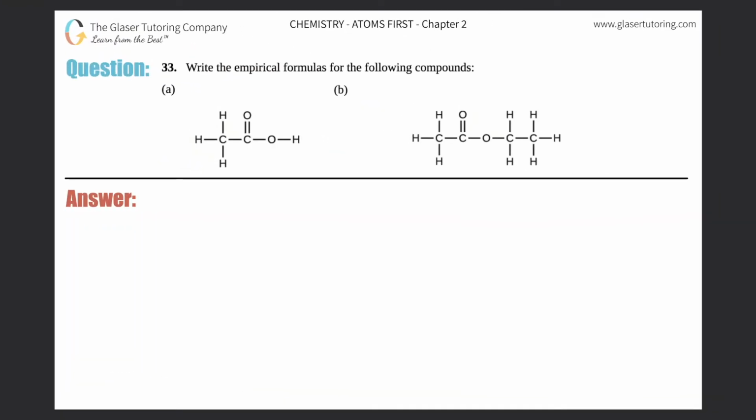Number 33, write the empirical formulas for the following compounds. Then we only got A and B here, which is a shocker. Usually we have like A through G. So I'm just going to put A and B over here.